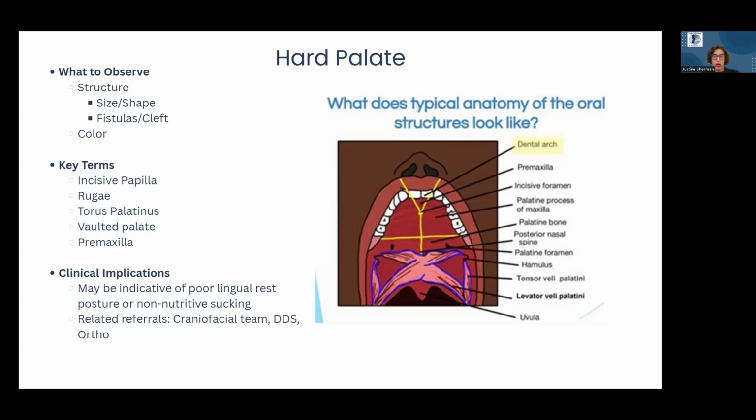So narrow or high arched palates can restrict tongue movement. They can increase anterior tongue thrust, and they can reduce oral space. Structural deficits like clefts or fistulas affect bolus control, resonance, and articulation. So the width relative to the tongue affects the resting posture and that functional tongue placement.